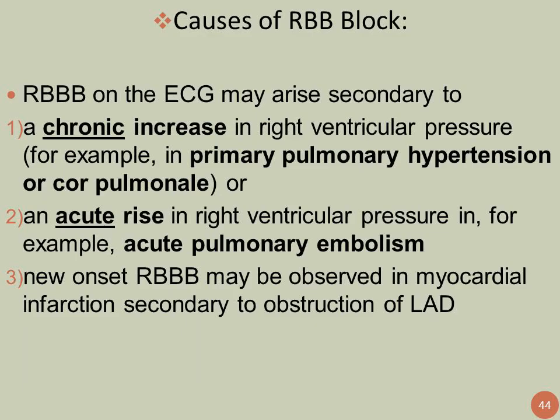Causes of RBBB. RBBB on the ECG may arise secondary to a chronic increase in right ventricular pressure, for example in primary pulmonary hypertension or cor pulmonale, or an acute rise in right ventricular pressure in, for example, acute pulmonary embolism. New onset RBBB may be observed in myocardial infarction secondary to obstruction of the right coronary artery.